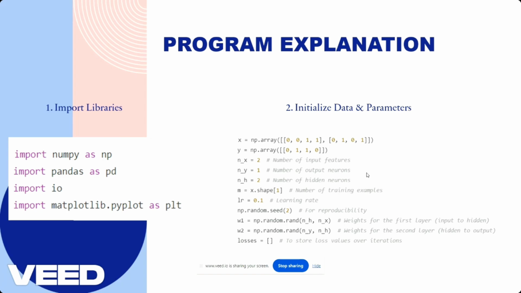And the second step is initialize data and parameters. X is input data representing XOR, Y is output labels corresponding to XOR. N_X, N_Y, and N_H stand for number of inputs, number of outputs, and number of hidden neurons respectively. M is for number of examples in the data sets. LR is for learning rate for gradient descent. W1 and W2 are randomly initialized weights for the neural network.